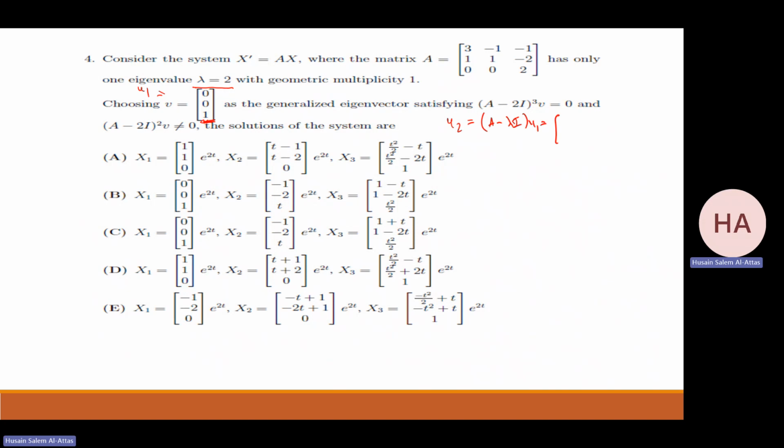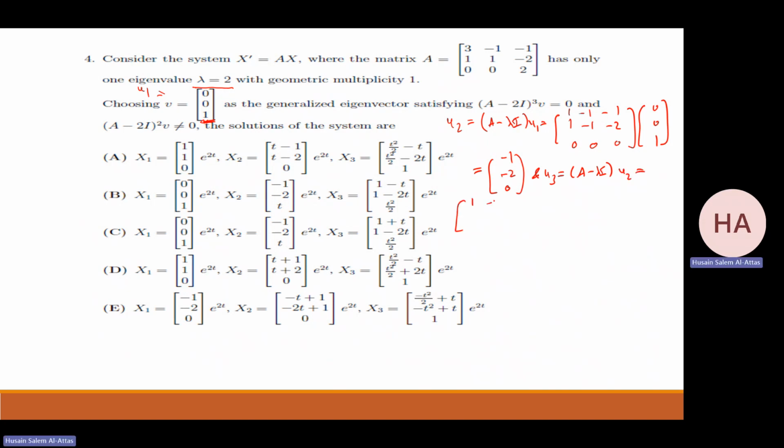What is lambda? We say 2. So that will be 1 minus 1 minus 1, 1 minus 1 minus 2, 0, 0, 0, times U1, which is 0, 0, 1. That will be minus 1, minus 2, 0. Okay. What is U3? It will be A minus lambda I U2.